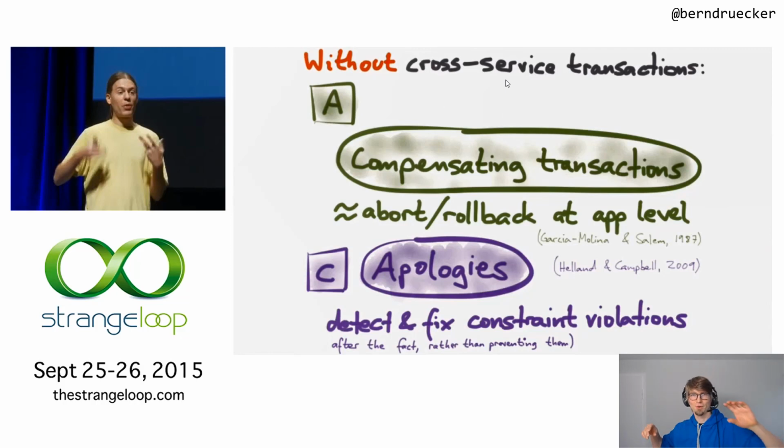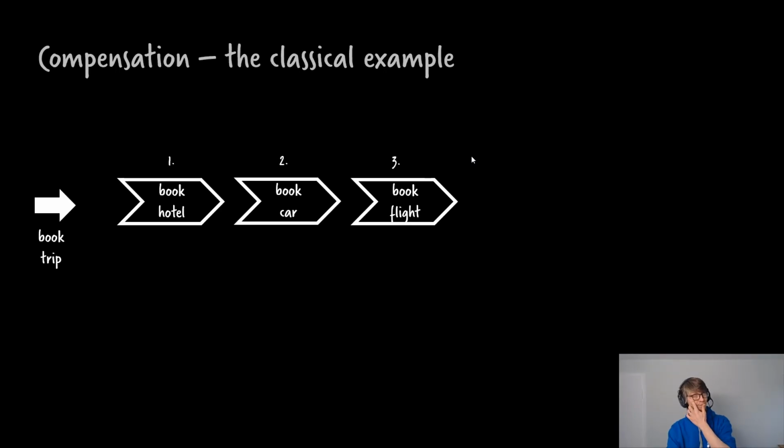No distributed transactions. So then you have to do either compensating transactions, so a rollback at the application level, or apologies. Basically ignore the problem, but you detect it afterwards and then you apologize. I don't want to talk about this today. I don't have much time, but it's kind of overbooking your airplane and then giving out vouchers or whatever if something weird really happens. But I want to talk about compensating transactions, which are really interesting.